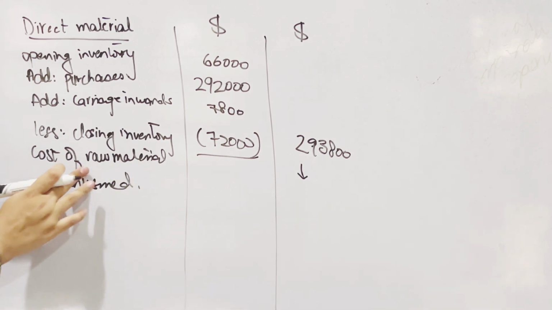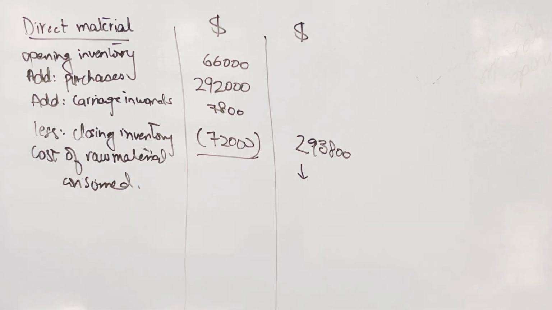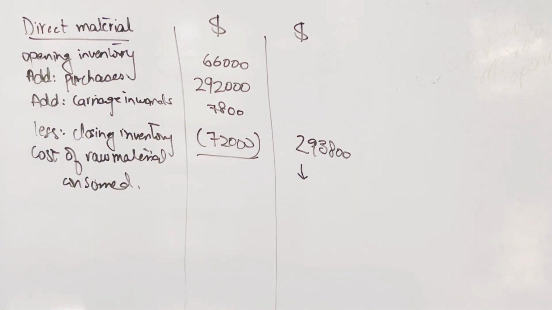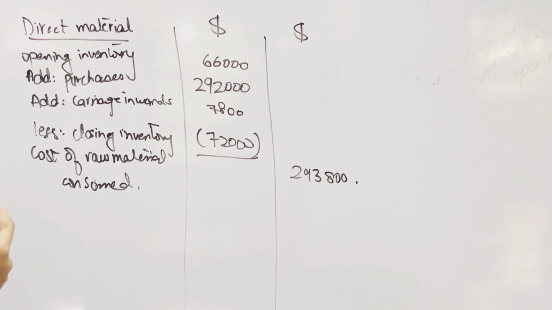So that is how you're supposed to write this. This is the proper format for the direct material part. Now we'll move on towards the next part. The next part we have is the direct labor part. We have direct labor and direct expenses.